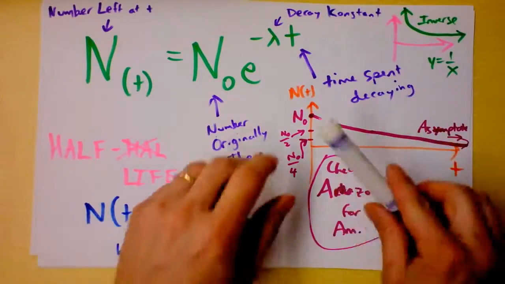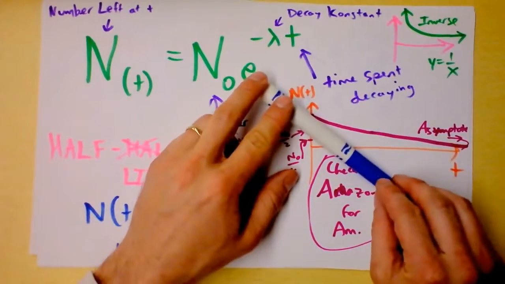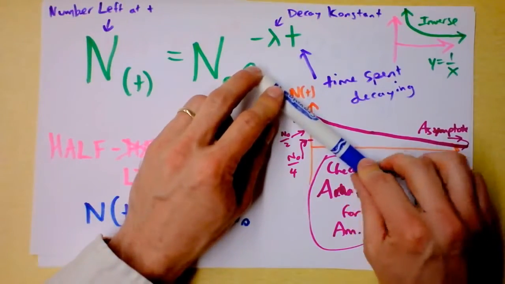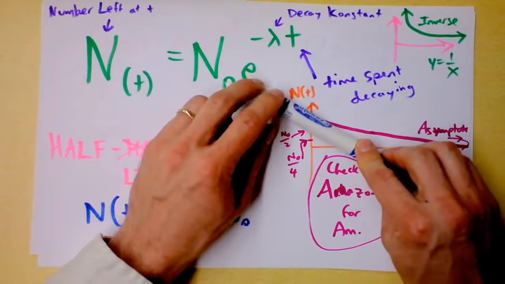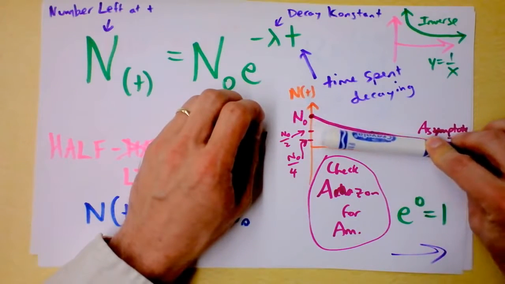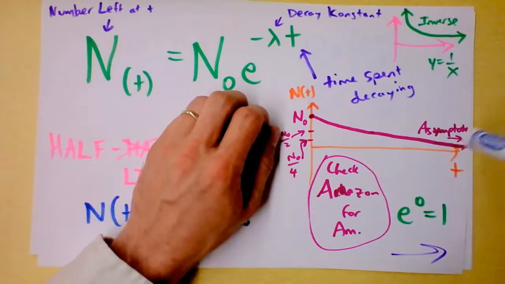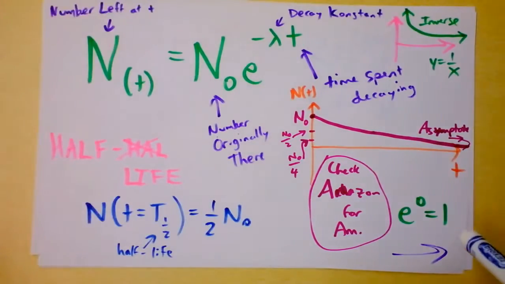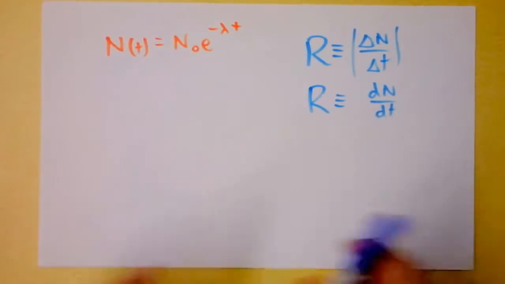Initially, this graph is very negatively sloped. Remember, it's the opposite of the slope. So right now we've got a big decay rate, and now we've got a small decay rate, and now it's even smaller. But at the same time, it also depends on the number that are left. So let's look more at this decay rate, right here.